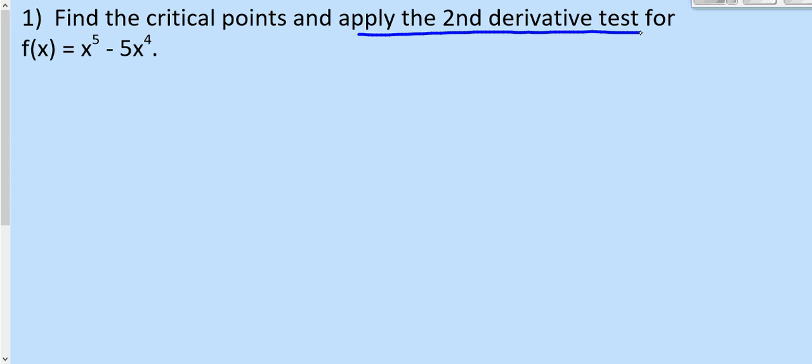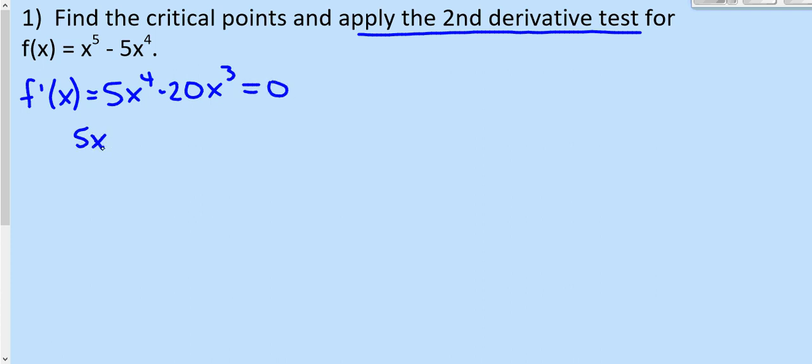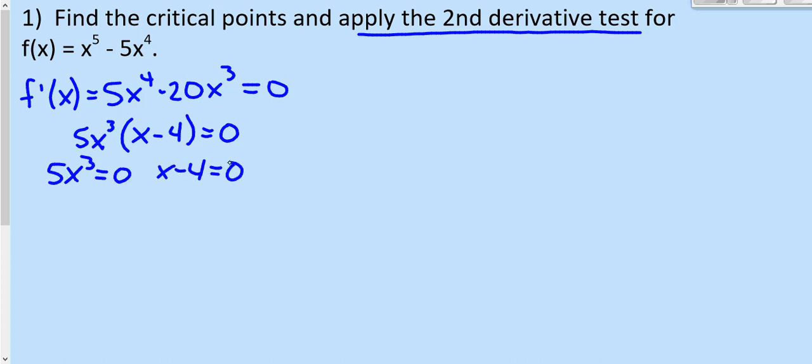To find the critical points, we take the first derivative, and that would be 5x to the 4th minus 20x cubed, and we see where it equals 0 or does not exist. Since this is polynomial, it always exists. Let's just see where it equals 0. Let's factor 5x cubed out of both terms. So we have 5x cubed times x minus 4 equals 0. Set each of these equal to 0. And we end up with critical points x equals 0 and x equals 4.